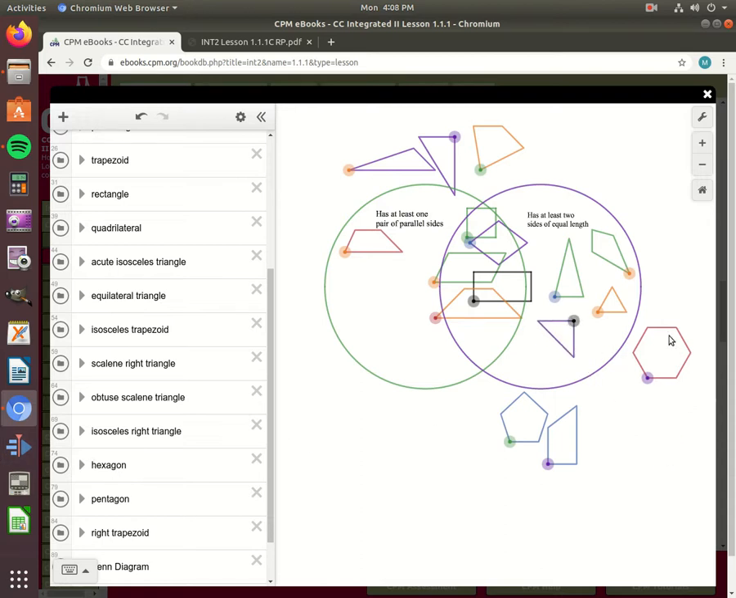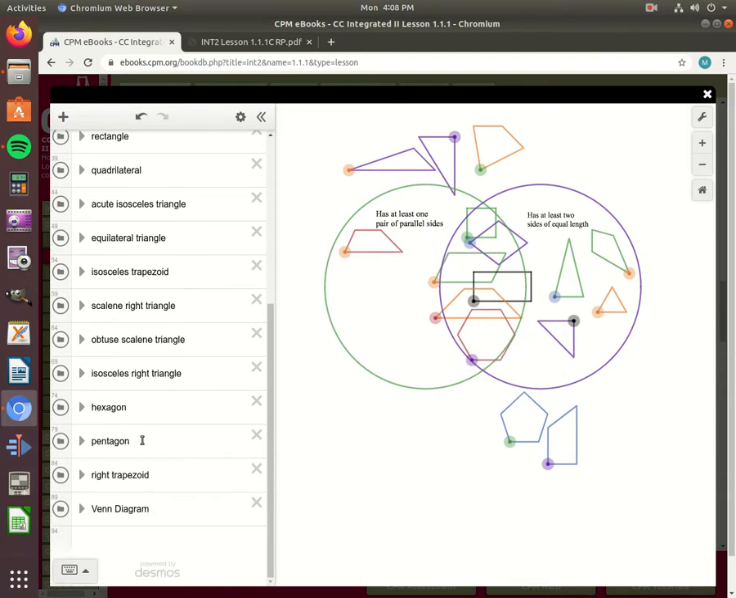A hexagon, opposite sides are parallel and all the side lengths are the same, so I'll put that in the middle. A pentagon, all the side lengths are the same, but there's no parallel sides, so I'll put that on the left. Oh, I think on the right, my mistake. No parallel sides, but all the side lengths are the same. And finally, a right trapezoid. The side lengths aren't the same, but they are parallel, so that will go over to the left. So when I categorize those shapes, it would look something like that.